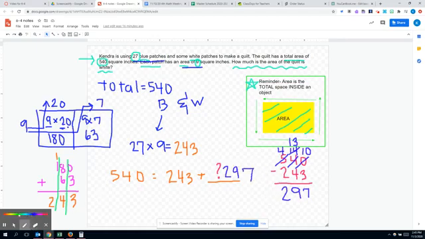The last and final step that I always would like for you guys to do is go back to the question and make sure you've answered it. Have you answered how much of the area of the quilt is white? Do we know the white piece? Yes, we do. Our final answer is 297.